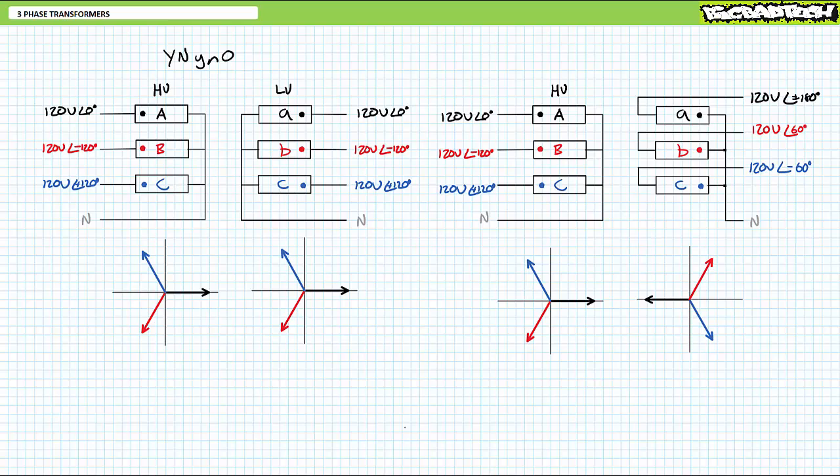Given the low voltage outputs exhibit a 180 degrees shift with respect to the high voltage inputs, you'd think they'd call this a YN 180, but they don't. They call it a YN 6, where 6 means 180 using what is known as clock notation. Like I said, this can get real confusing real quick, so it's probably a good time to introduce clock notation and explain standard three-phase transformer naming conventions.